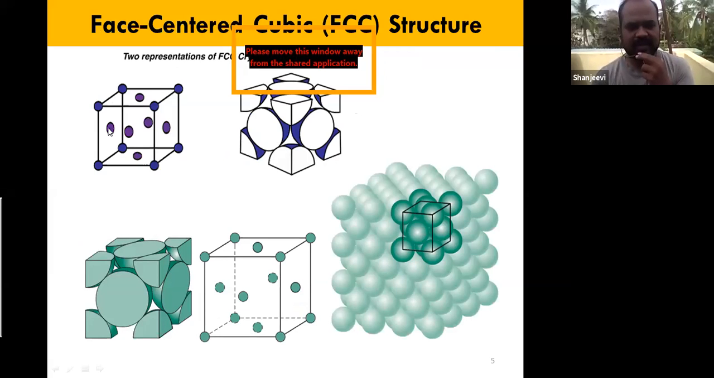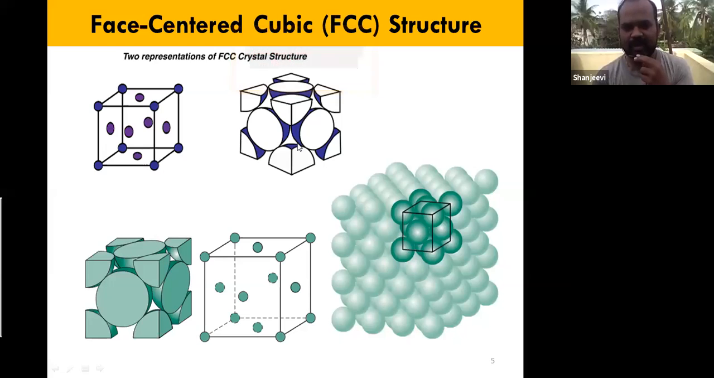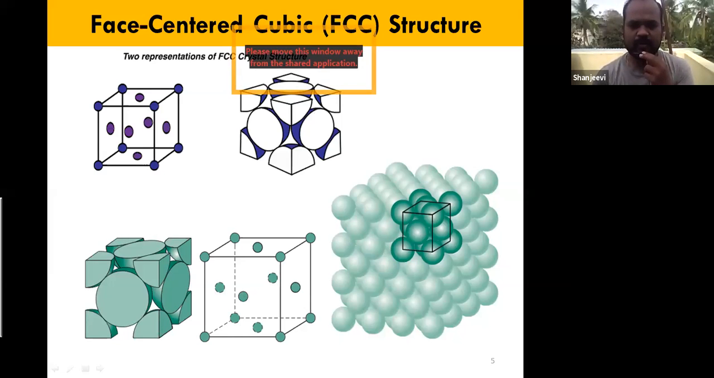Then along with each face: top face, bottom face, left, right, front, and back. So in these four faces, at the center, one atom is occupied. You can see a tree diagram here also. So this is the arrangement for face-centered cubic. This has a packing efficiency of 74 percent. When compared to body-centered cubic at 68 percent, this FCC structure has more, 74 percent.